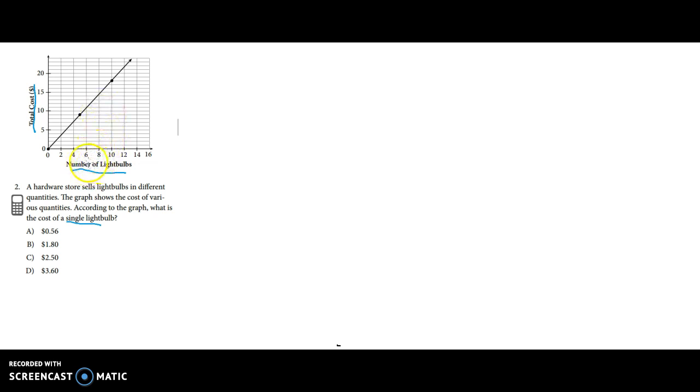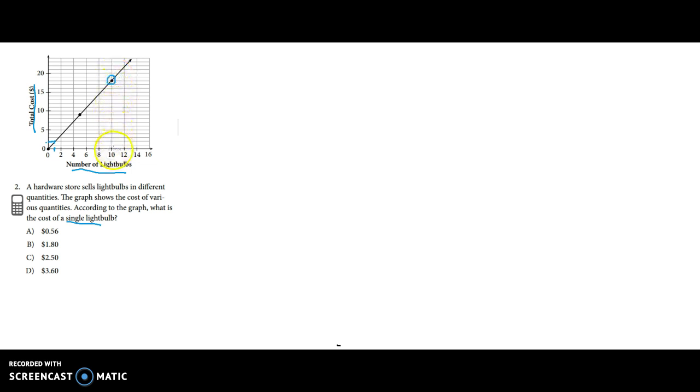So we want to find the cost of one light bulb, right? That would be somewhere here in the graph, but it's hard to see where that matches up on the vertical axis. So what we should do instead is pick a point that is provided for us on the graph, one that matches up very neatly with an exact number on the x-axis and an exact number on the y-axis, and begin there. So I think this one looks pretty good. Let's take this point right here.